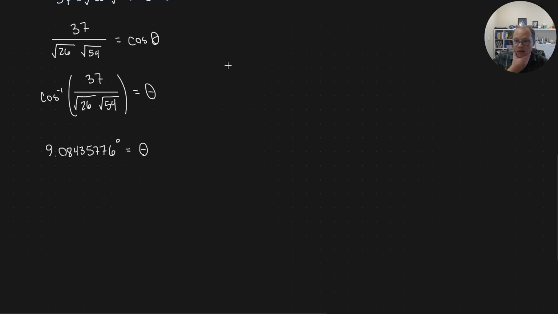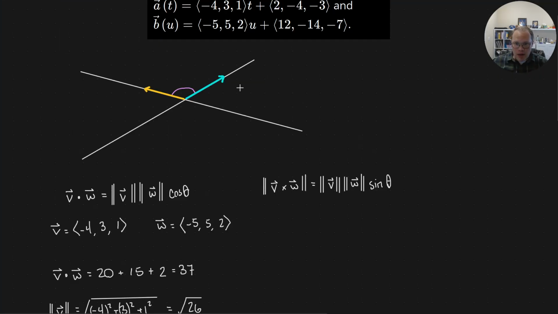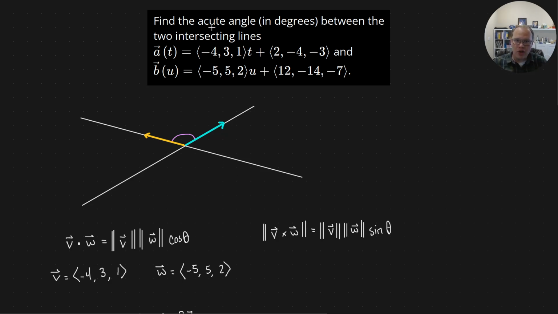Okay, that is the angle. Remember, I do want the acute angle. As I explained at the beginning, there are two possibilities that I could get. I could get this one, or I could get this one. In this case, I've already gotten the acute angle. The acute angle is the angle that's less than 90 degrees.